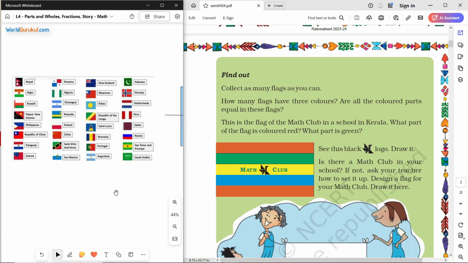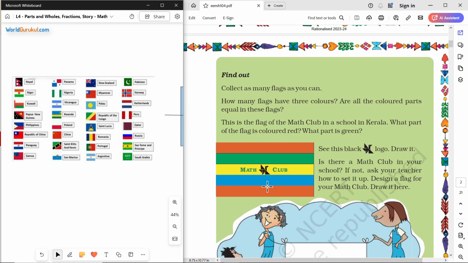And there are single color flags, multicolor flags, and just start identifying the flags which have 3 colors. And see how many flags have these colors, 3 colors, equally spread across their flag.